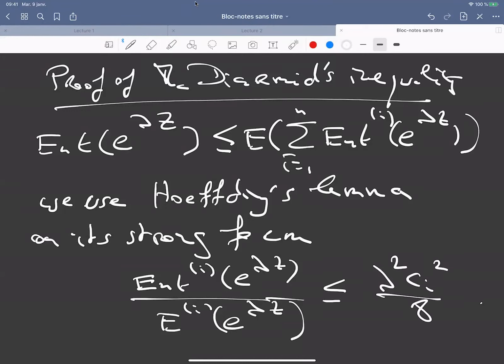Okay, this is exactly the same thing that we have done for controlling the variance. We use the fact that when you move in one coordinate, you simply have to face a bounded variable. So you can apply Hoeffding's lemma, and we have seen a few minutes before that Hoeffding's lemma, in some sense, has a stronger version, which is expressed in terms of the ratio between the entropy and the moment generating function. So this is the form that we use.